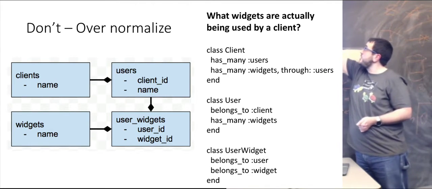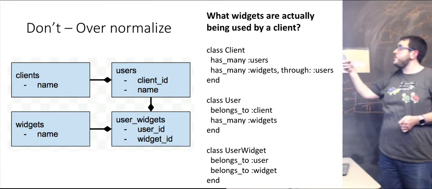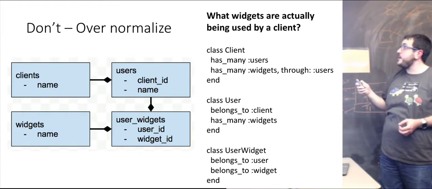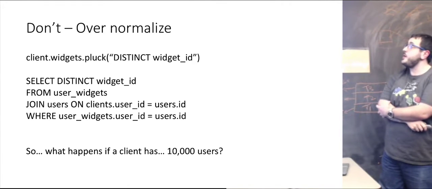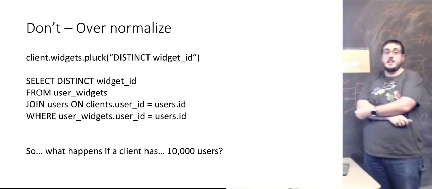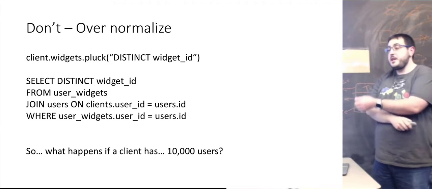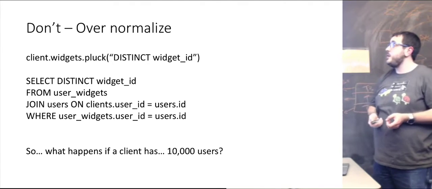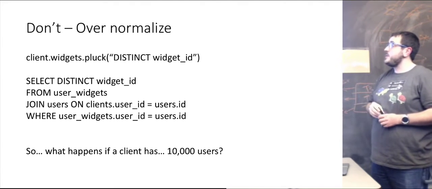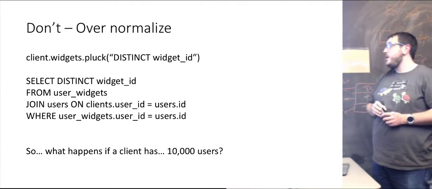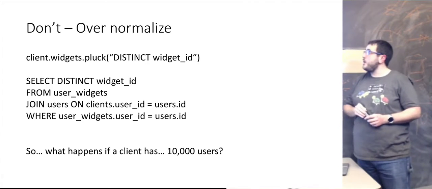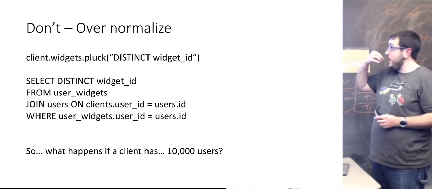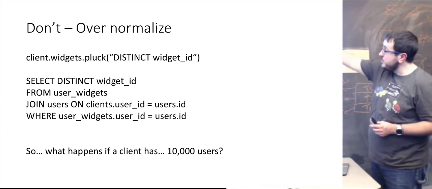We have a has many widgets through users, so it has to jump through users to user widgets to get that data. That's great. So this is the query that will essentially run to get the distinct widget IDs that are actually being used, because two users could use the same widget and you would get duplicate results back. That's the query. It'll essentially run a distinct from user widgets, do an inner join on users from the clients, and then do the standard merge clause.